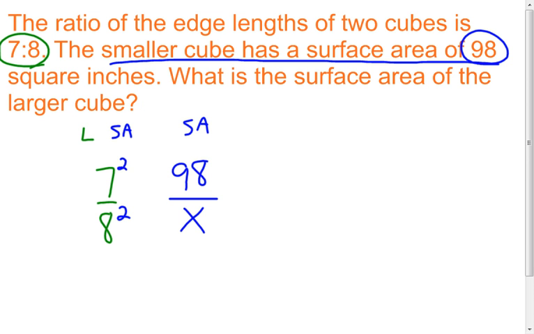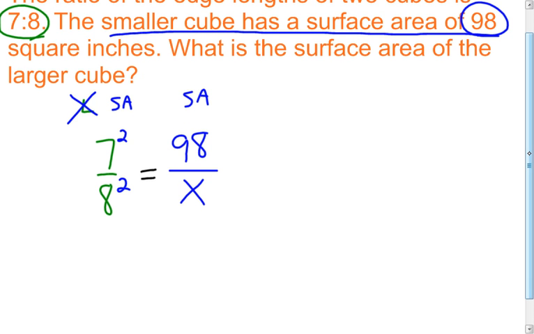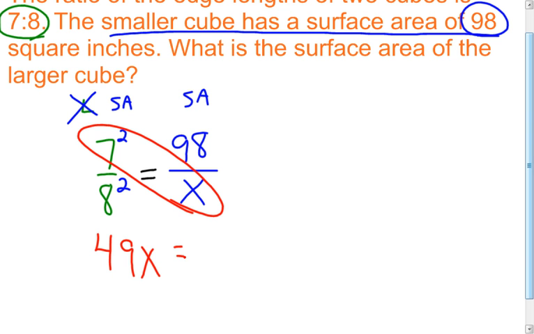So now what used to be the length ratio is no longer the length ratio, it's now a surface area ratio. So this ratio here is a surface area ratio, this one's a surface area ratio, same problem, then those two things need to be equal. Well, now I have an equation that I can solve. It's a proportion, so I'm just going to cross multiply. If I cross multiply this way, I end up with 49x equal to, and then when I cross multiply this way, I end up with 6,272.